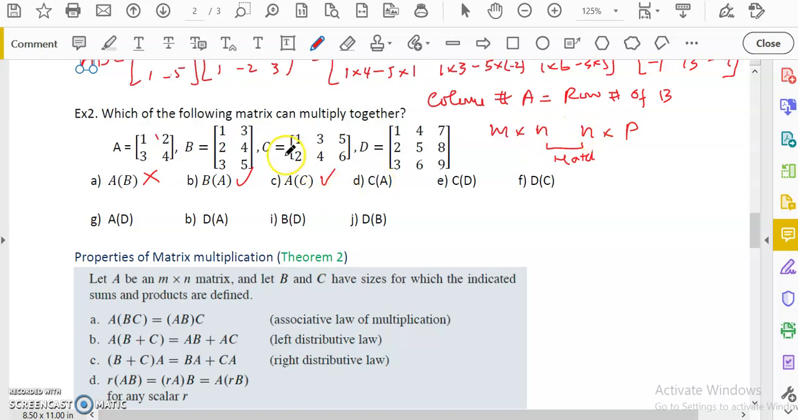What about CA? C has 3 columns. A has only 2 rows, so that doesn't work. What about C and D? C has 3 columns and D has 3 rows, so this would work. What about DC? D has 3 columns and C has only 2 rows. That doesn't work. Right? So sometimes one works, but the other doesn't. So like AB does not work, but BA works. Can I multiply AD? A has two columns.